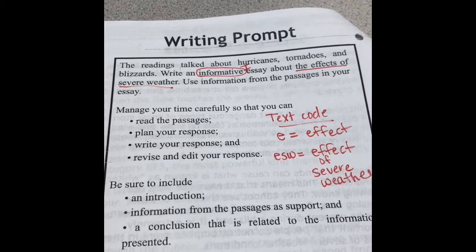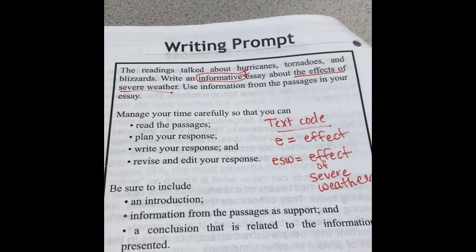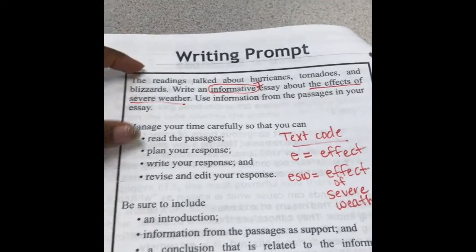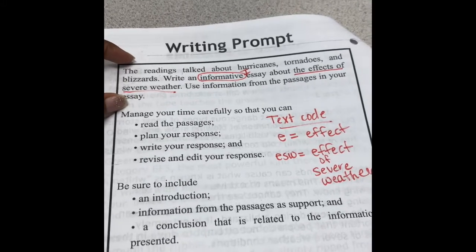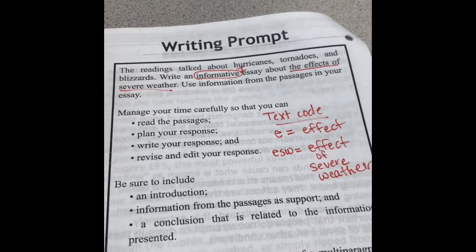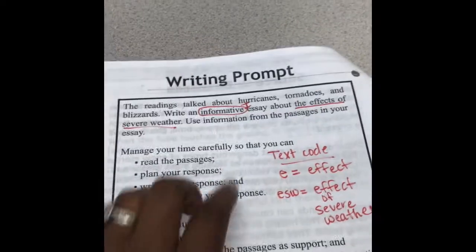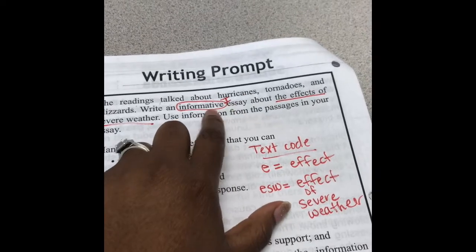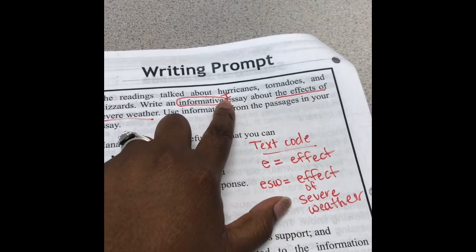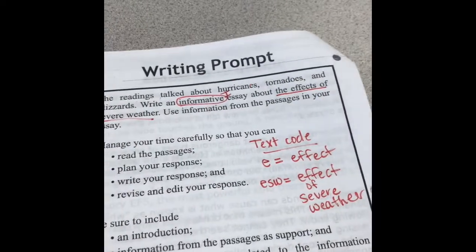Write an informative essay about the effects of severe weather. Use information from the passage in your essay. So this here is our writing prompt. The first thing we need to know is what mode we're going to write our essay in. And here we can clearly see the mode is informative. So I usually have them circle the mode and put an I, because we're going to need that I later in our plan.